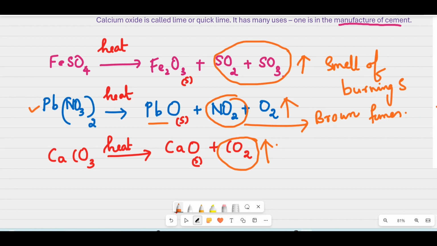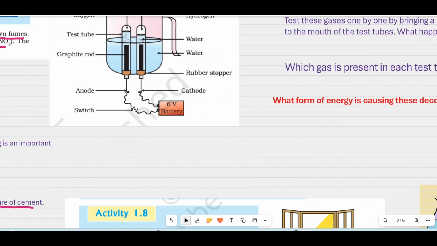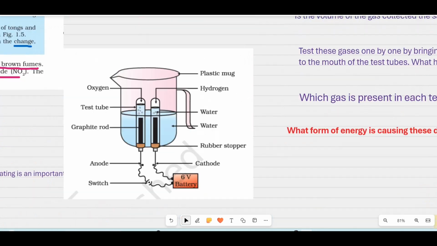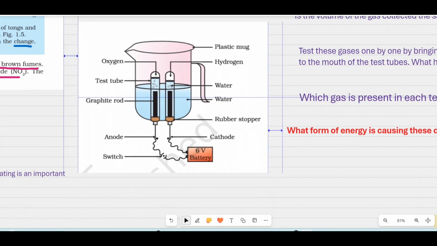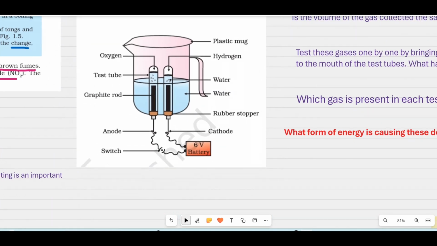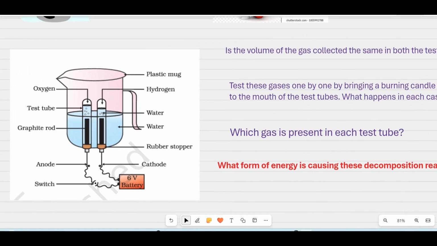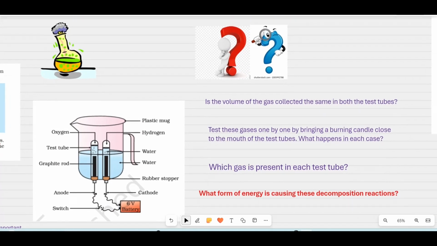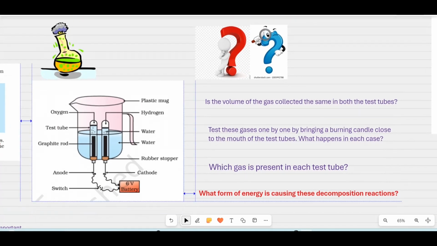Now we will be looking into another set of reactions in which we use a different kind of energy for breaking the compound. That is the electrolysis of water. You have already studied this electrolysis of water in the lower classes. Now look at this reaction. Water is going to split into its component elements, hydrogen and oxygen.